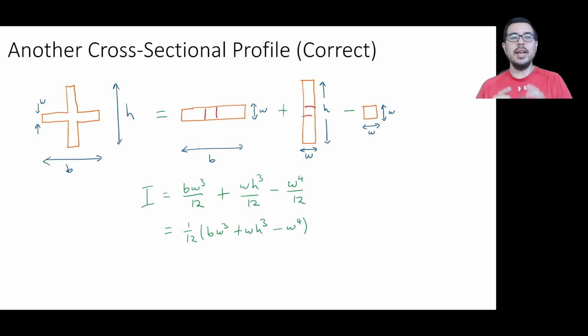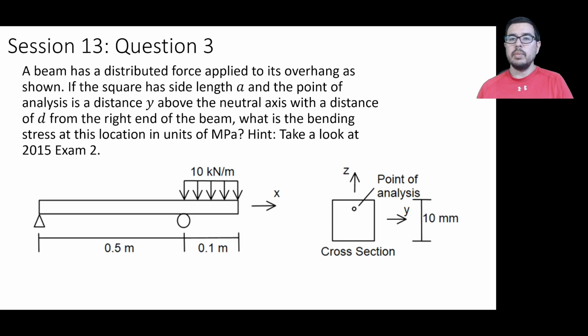Now, let's go ahead and change things up a little bit and look at a problem that we have for question number 3 in the homework. All right, so here, what we're going to say is that there's a beam with an overhang, and this overhang has a distributed force acting on it, and we're going to say that there's a square for the cross section. So this is kind of boring, right?